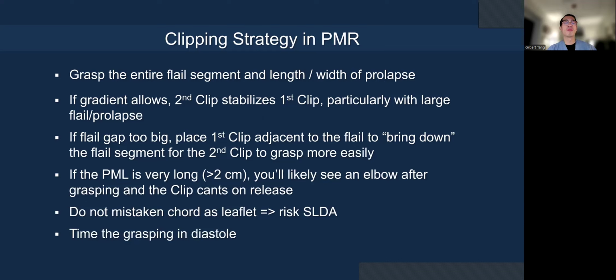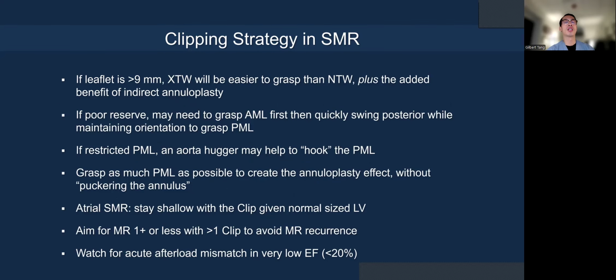In terms of primary MR, you typically want to bring down the entire flail or prolapsing segment. If the gradient allows, you typically put a second clip to stabilize the repair. If the gap is too big, you might want to put the first clip next to the really big gap to allow you to bring down the flail or prolapse, and then go for the pathology. If the leaflets are really long, you may see a canting of the clip, but that is expected. Don't grasp cords. You should grab the leaflets, otherwise you risk SLDA or leaflet detachment, and finally, grasp the leaflet in diastole.